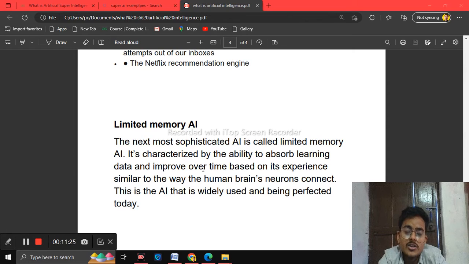And the next type of AI is self-aware AI, which I didn't mention here. So what is self-aware AI? That which will perform by its own capability is called self-aware AI.